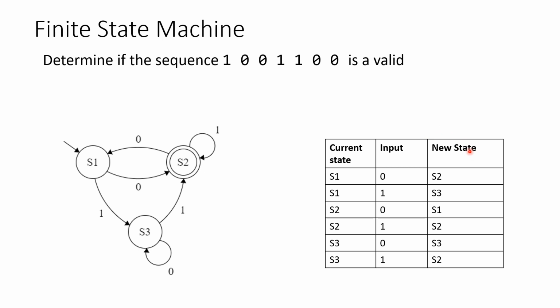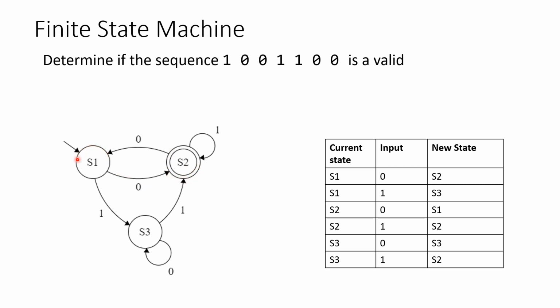new state. What we're going to do now is to determine if the sequence we have presented here, 1 0 0 1 1 0 0, is a valid input into this finite state machine. Now we know if it's valid if it ends on the accept state when we run this through that input. Now the accept state is state 2 here, and that's indicated by the pair of concentric rings there.